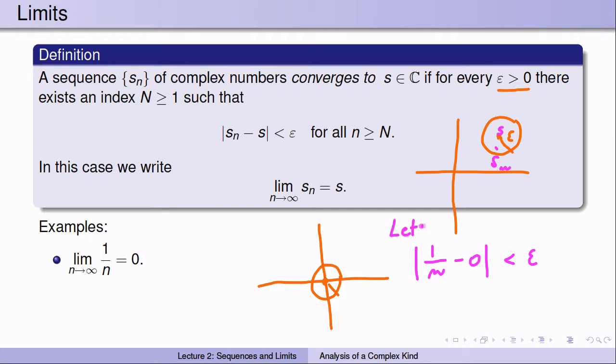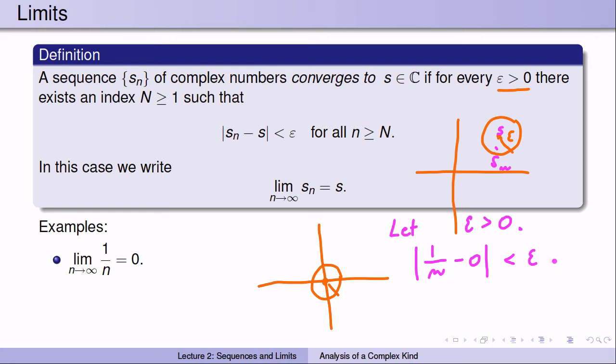So we would pick some number epsilon. And by the way, epsilon is again one of those Greek symbols, and mathematicians often use the Greek symbol epsilon to indicate a really small number. If you really want to confuse a mathematician, make epsilon a large number.